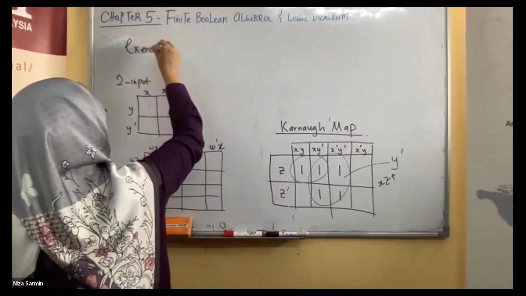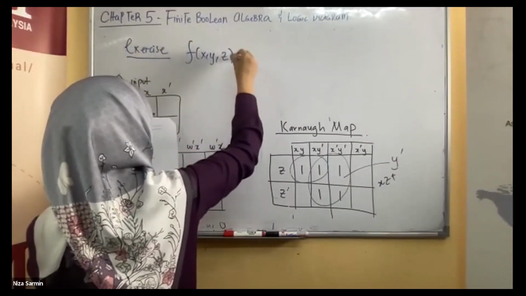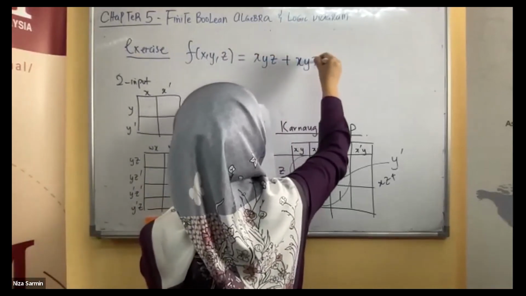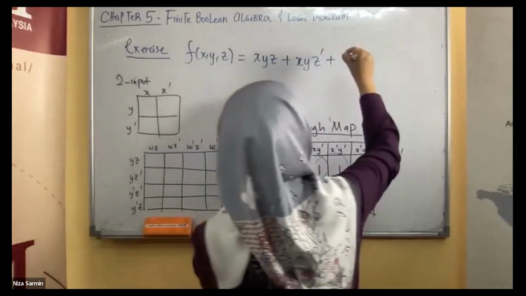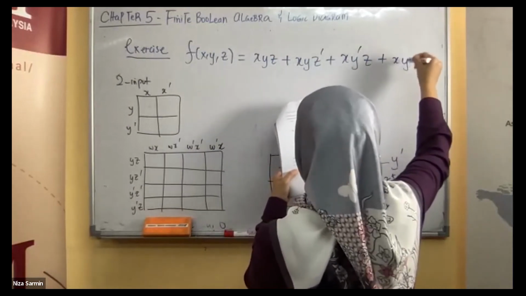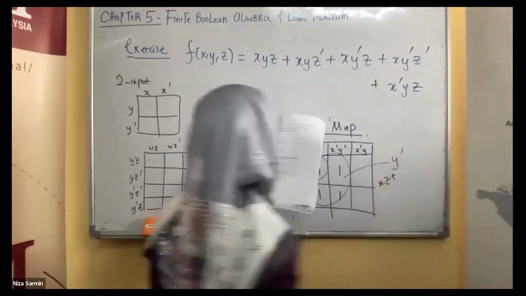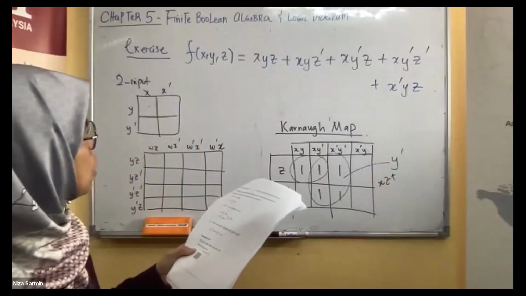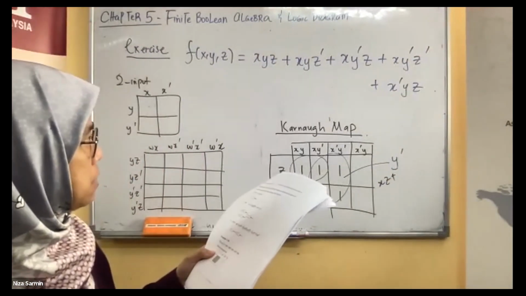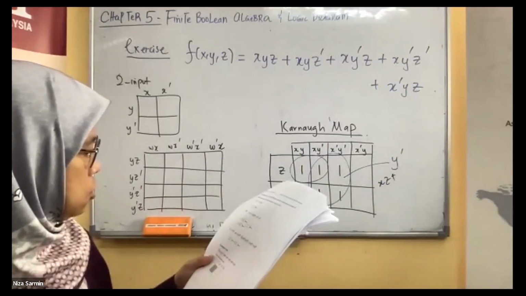Exercise. F of x, y, z equals x y z plus x y z prime plus x y prime z plus x y prime z prime plus x prime y z. Okay, 1, 2, 3, 4, 5.